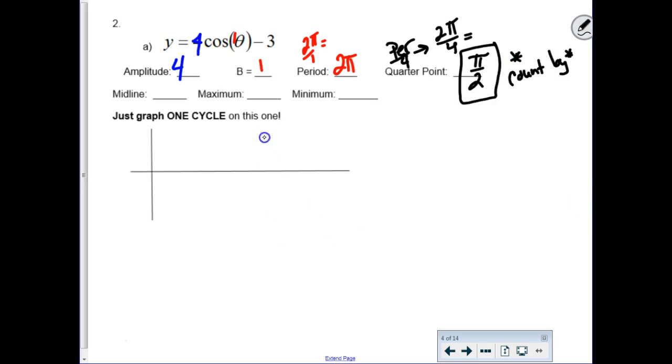The other thing that we have to consider here is your midline is no longer at 0. Everything here is shifted down 3. So that's the k value. So your midline is at y equals -3. I'm okay if you go ahead and call this -3. That's what a lot of kids do. But technically what you're supposed to do is count down 3 from 0 and say that's your midline.